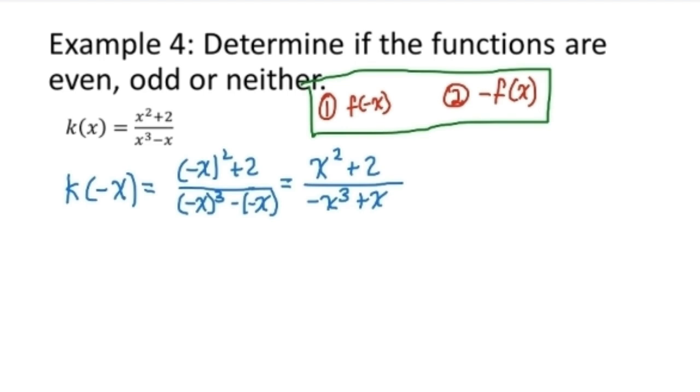Now, we can already tell this function is not going to be even. If we compare the numerators, we can see that they're the same, but our denominators are not the same. The signs are opposite in the denominator, so our function is not even.